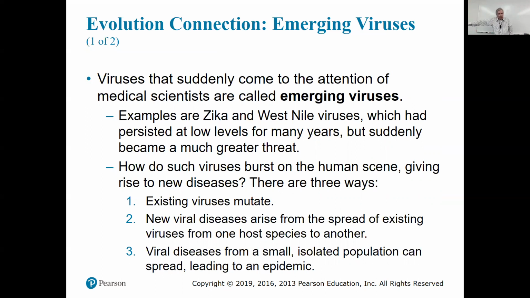Finally, we already talked about emerging viruses, Zika, West Nile, because viruses mutate. New virus diseases can arise, or existing viruses can spread to other hosts. Viral diseases from a small isolated population can spread, leading to an epidemic or a pandemic, which is what we have now. Coronavirus, an emerging virus, apparently came out of Wuhan, China, and spread across the world. We're going to deal with this and take care of it, but it's not going to be the last one. We get new ones all the time. So we just have to deal with them as they come along, the best we can.